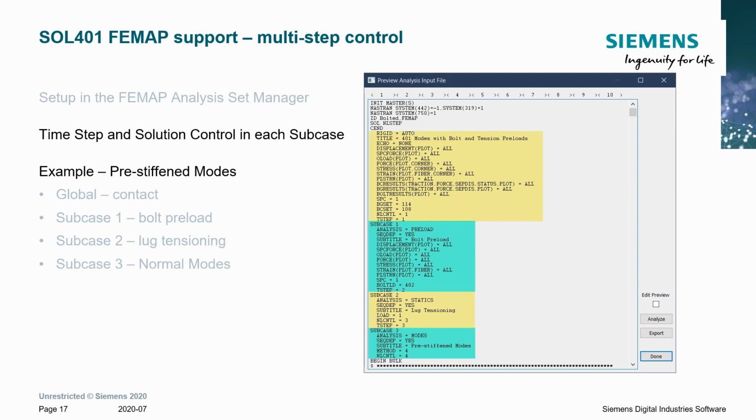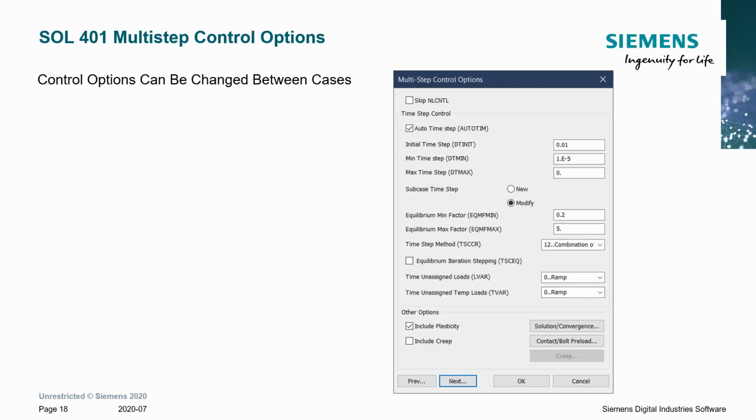Okay, so this shows you the preview of the analysis sets. You can see there's your master in yellow, there's your subcase 1, there's subcase 2 showing statics, and then there's subcase 3, which is the modes. So that's what your analysis deck is going to look like for your controls.